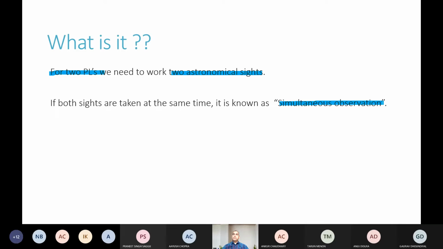Now, for a simultaneous observation, you will have to have two sextants available to you on the ship. There should be two persons who should be standby, and there should be two celestial bodies. Then only a simultaneous observation can be taken. Even if there is a gap of 1 minute between the observations, it is not called a simultaneous observation. It is called a staggered observation. Simultaneous observation means that you have taken the observation at the same instant.